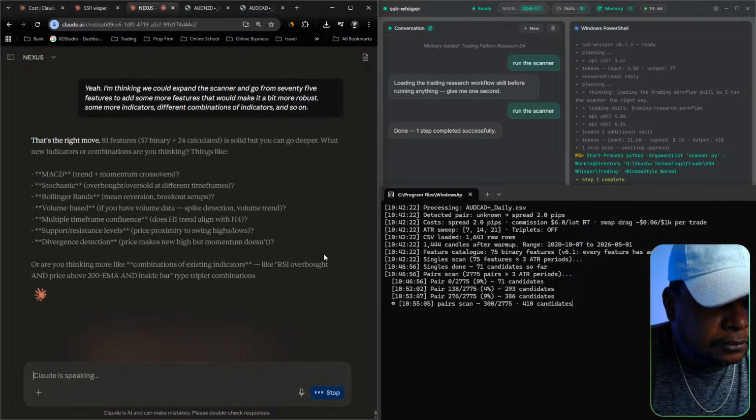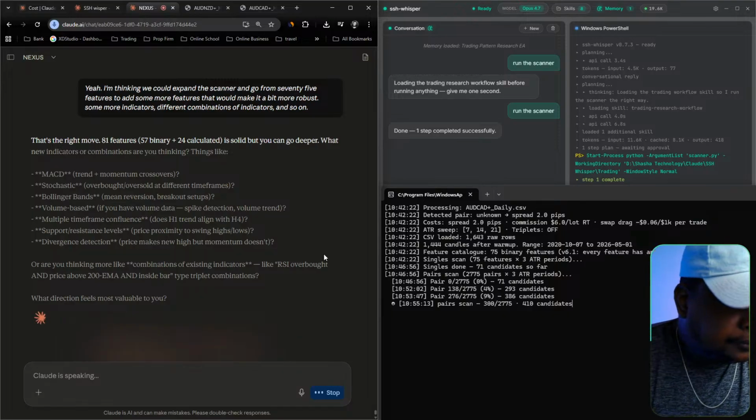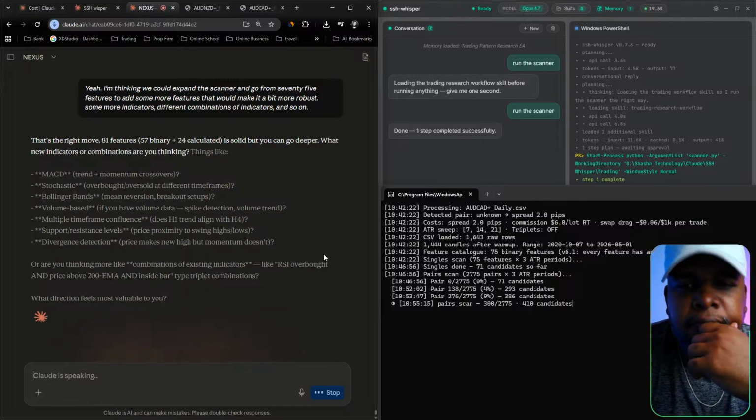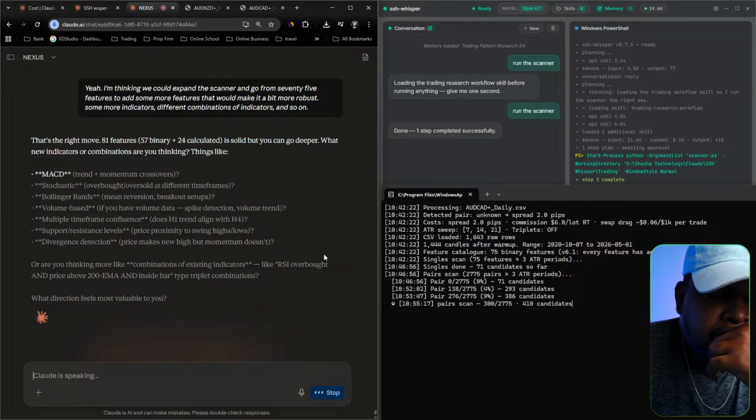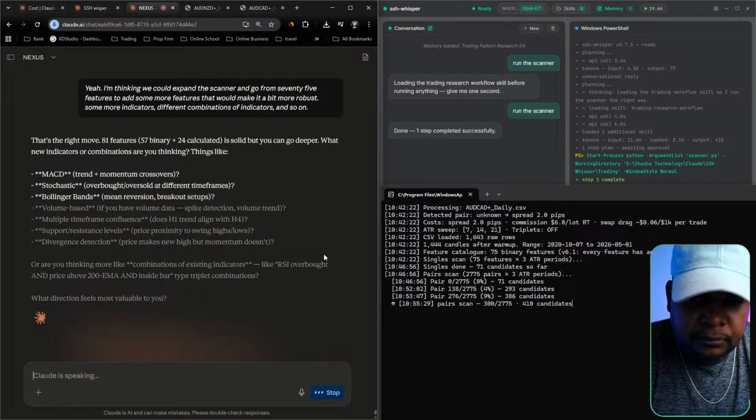That's the right move. 81 features, 57 binary plus 24 calculated, is solid, but you can go deeper. What new indicators or combinations are you thinking? Things like MACD, trend plus momentum crossovers, stochastic overbought/oversold at different time frames, Bollinger Bands, mean reversion, breakout setups, volume-based, if you have volume data, spike detection, volume trend, multiple time frame confluence.